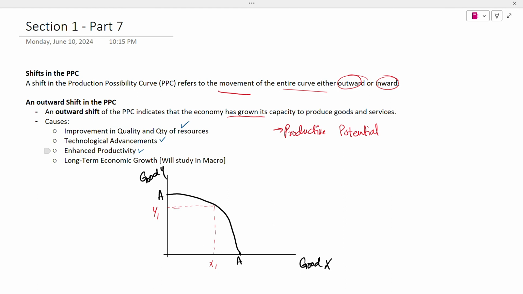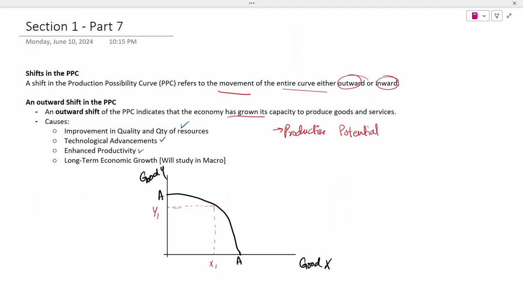If you're able to produce goods and services more productively, that would mean that you're now able to produce more goods and services using the same amount of factors of production, and that would mean that your labor has become more efficient and your land and capital have become more efficient in production, and therefore you will be able to produce more of both goods and services. In addition to that, long run economic growth, which we will study in macroeconomics, is another factor that causes an outward shift in the production possibility curve.